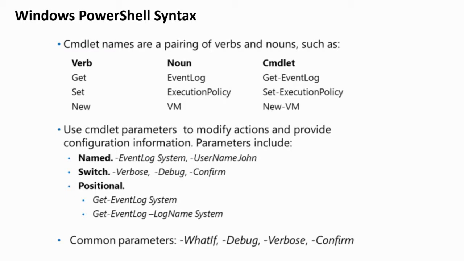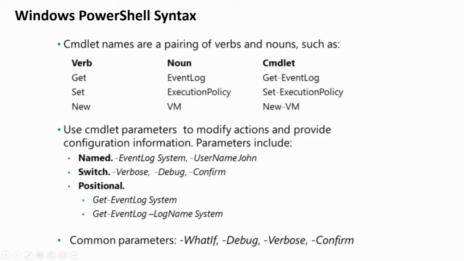For example, here you have what we call the noun: event log, execution policy, virtual machine. So here you have some examples of cmdlets: Get-EventLog, Set-ExecutionPolicy, and New-VirtualMachine. So use cmdlet parameters to modify the action and provide configuration information.